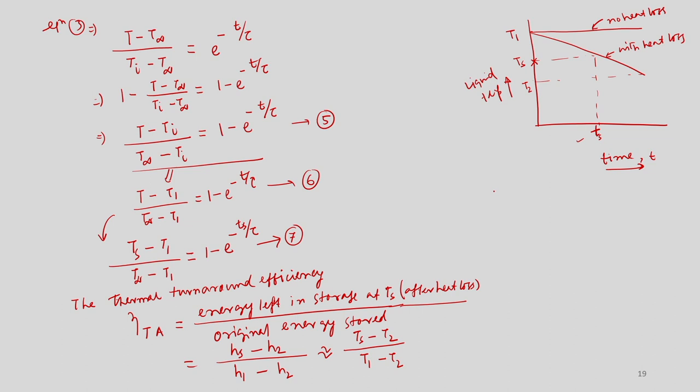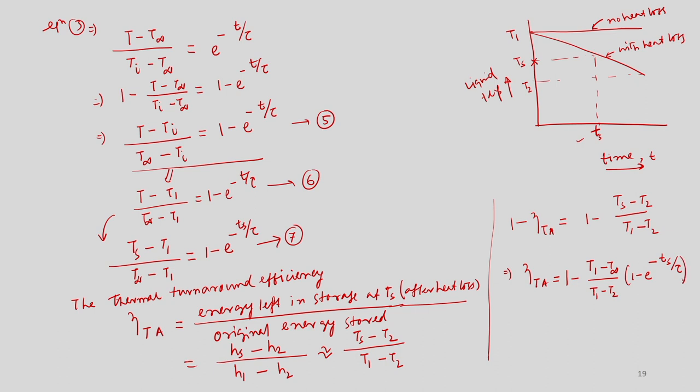Further, this can be rearranged and we can write eta Ta is equal to 1 minus Ts minus T2 divided by T1 minus T2. While doing a lot of changes, what we can write is something like eta Ta equals T1 minus T infinity divided by T1 minus T2, times 1 minus e to the power of minus Ts by tau. So, this may be equation number 8.